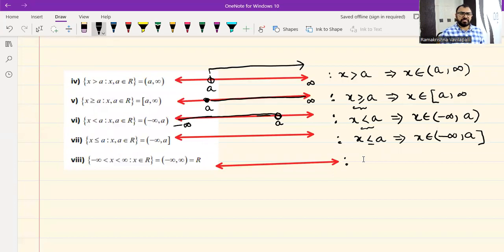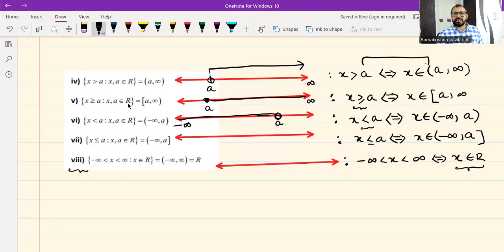Finally, this is also very, very important: how do we represent the entire real line in interval form. So x lies between minus infinity and infinity. This way we represent that x belongs to R, another way of expressing that x is a real number, which means x assumes all real values. Then we write x lies between minus infinity and infinity. You can write it both ways: when an interval is given, you can write it in inequality form, and when an inequality is given, you can write it in interval form.